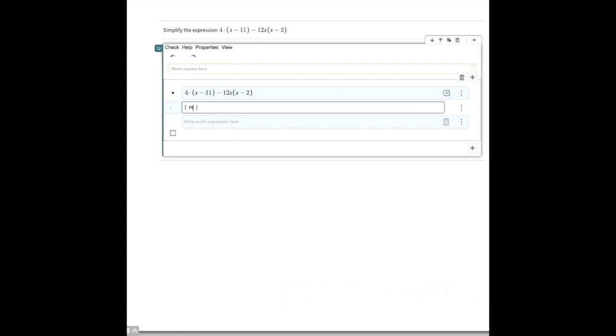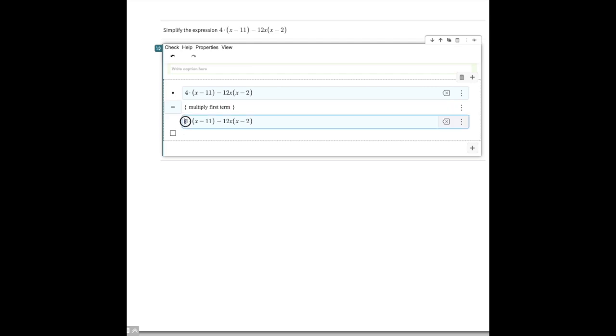First thing we do is multiply the first term. So we start by creating a copy of this term, and then we multiply the first term. That is, we calculate this one, and that will be 4x minus 44.